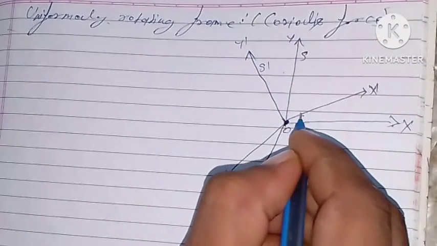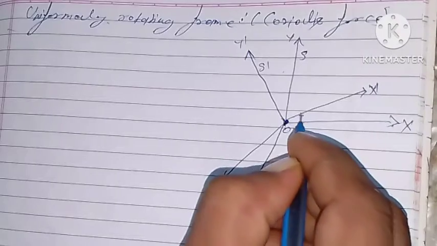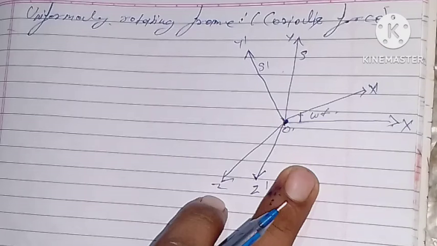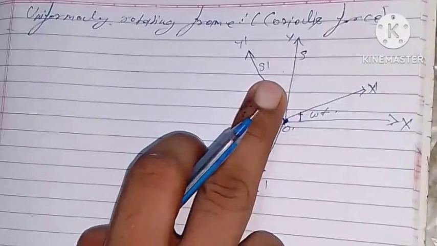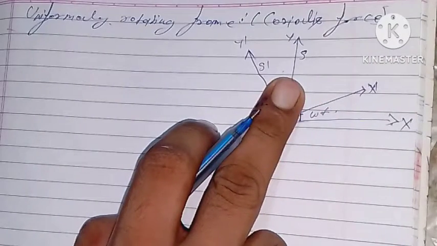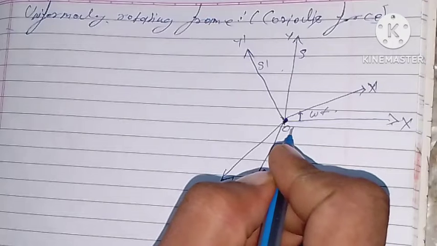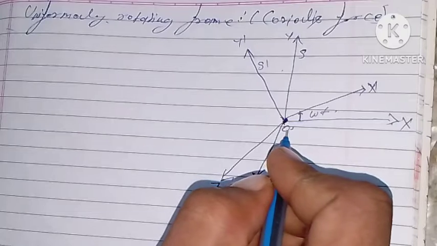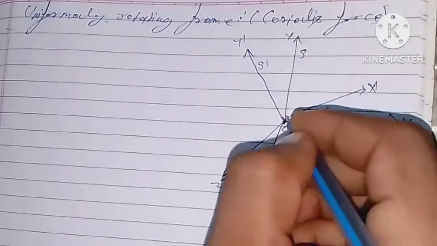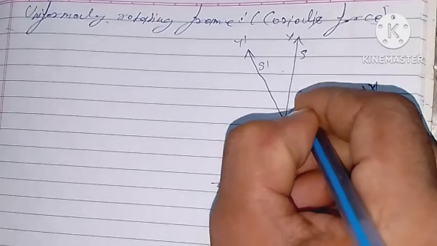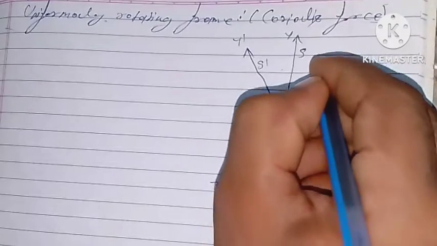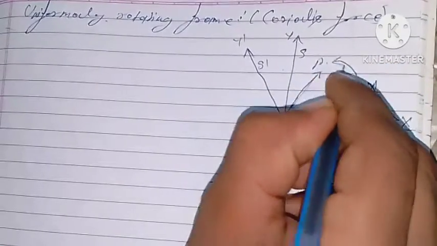Then the angle is equal to omega t. Let us assume both frames S and S dash have a common origin O. Suppose now we have a moving particle P.